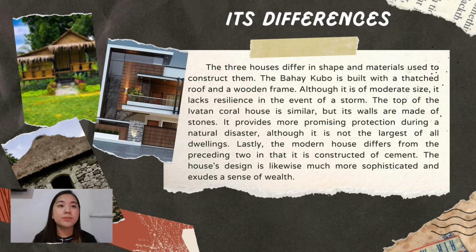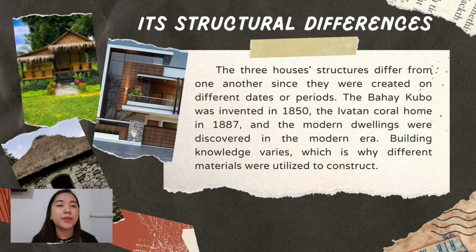Next slide, please. In terms of structure, what are its differences? Since the three houses were constructed on different dates and periods, building knowledge varies, and this is why different materials were utilized to construct them. Bahay Kubo was invented during the 1850s, the Ivatan Coral House was invented in 1887, and lastly, the modern house was discovered during the modern era. Next slide, please.